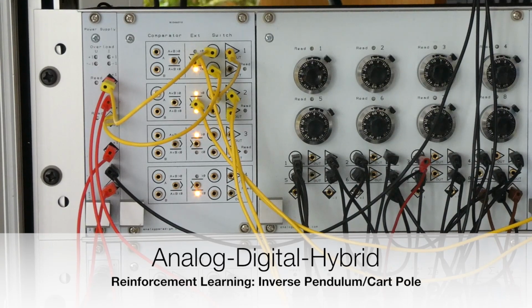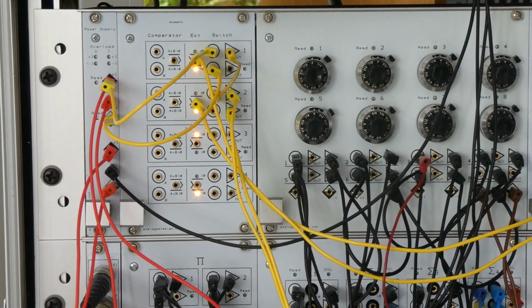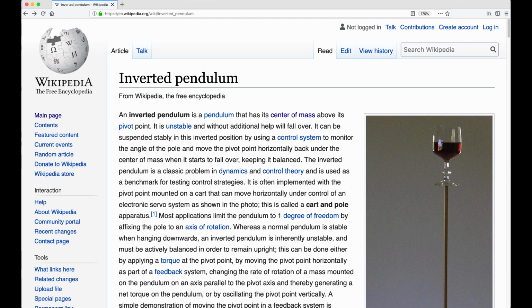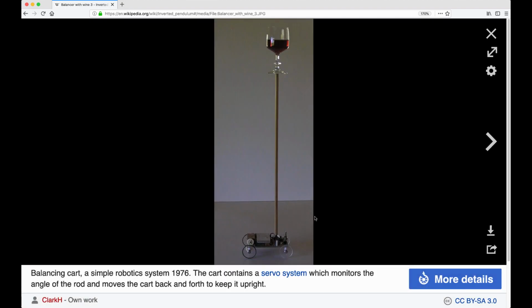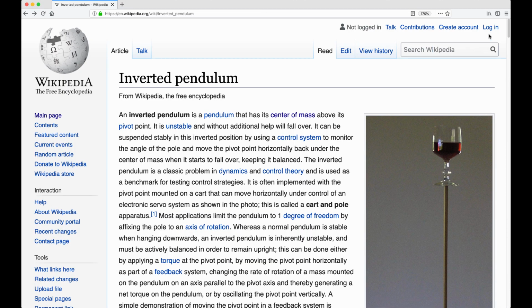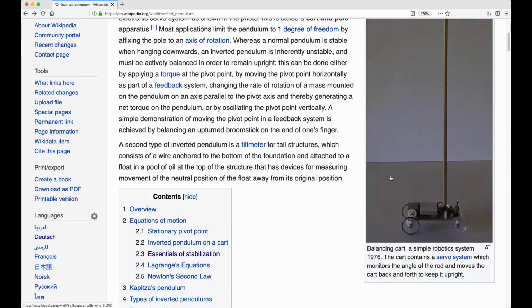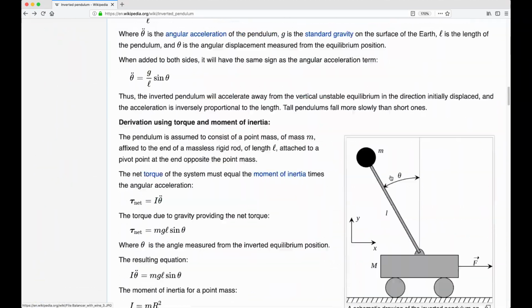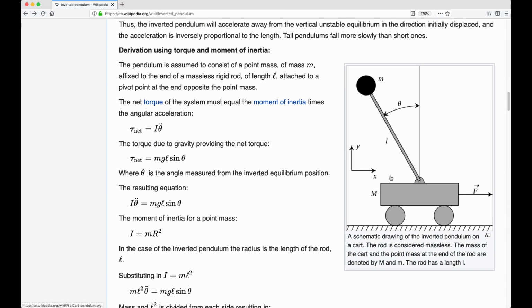One of the classical Hello World examples of reinforcement learning is the inverse pendulum. A pole is mounted on a cart. The cart can move in one dimension, for example, to the left or to the right. The center of mass is located above the pivot point, for example, as shown here on the right side. A force is applied to move the cart to the right and to the left to keep the pendulum upright.